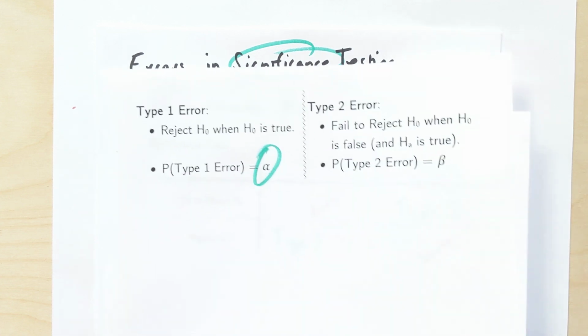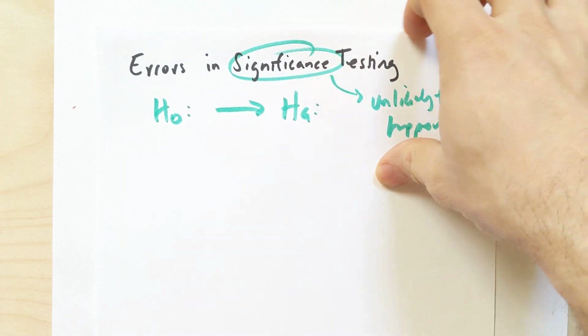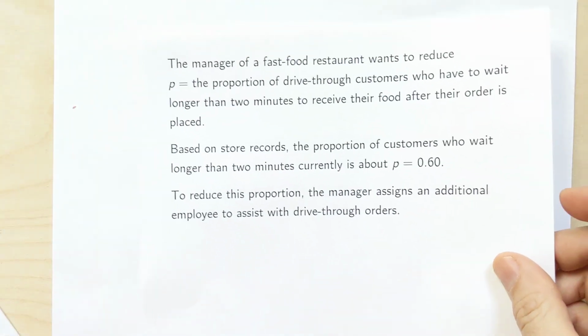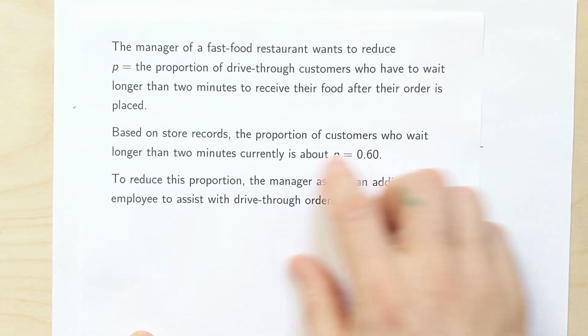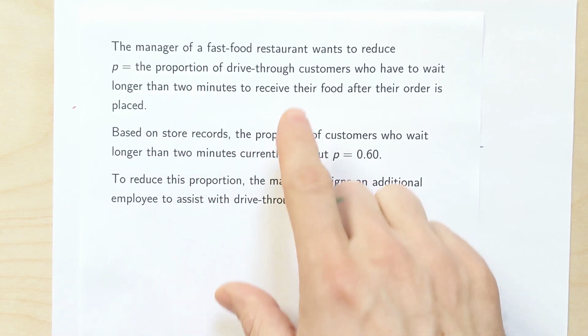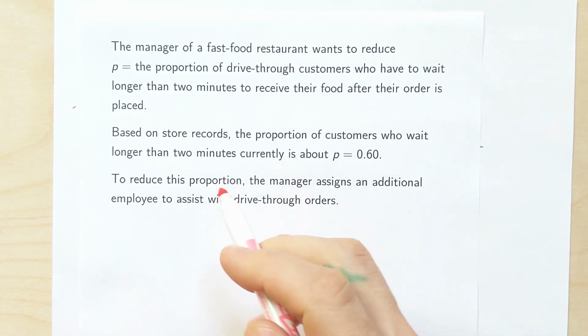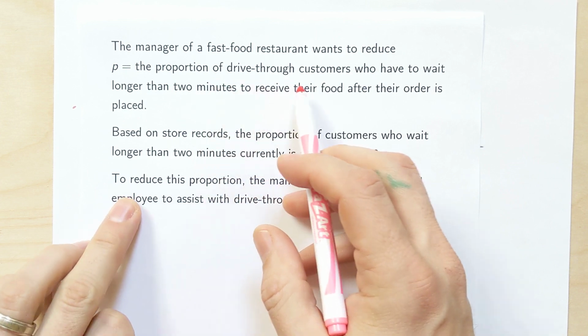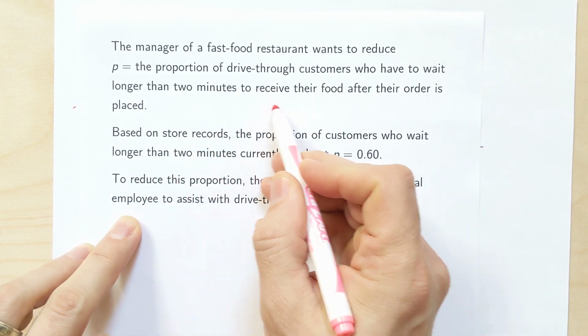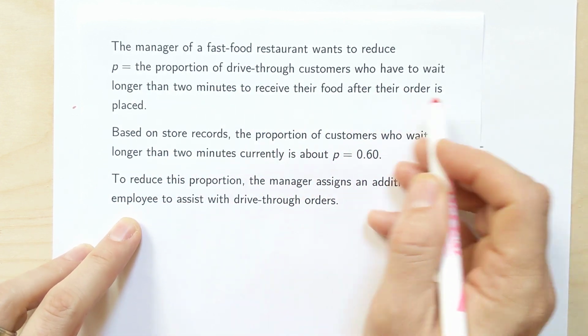I wanted to look at just another quick, more statistical example that you might encounter in tests when we're thinking about what we're doing in our particular course. So let's look at this example. Here we see the manager of a fast food restaurant wants to reduce P equals the proportion of drive-through customers who have to wait longer than 2 minutes to receive their food after their order is placed.